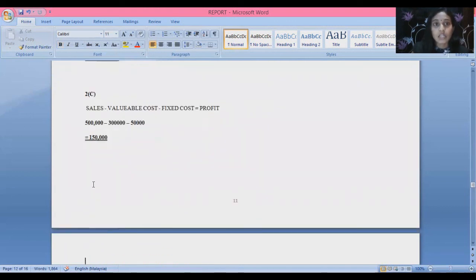And C, sales minus variable cost and minus fixed cost equals profit. So the sales is 500,000 minus variable cost, which is 300,000, and minus 50,000, which is fixed cost. So the profit is 150,000.